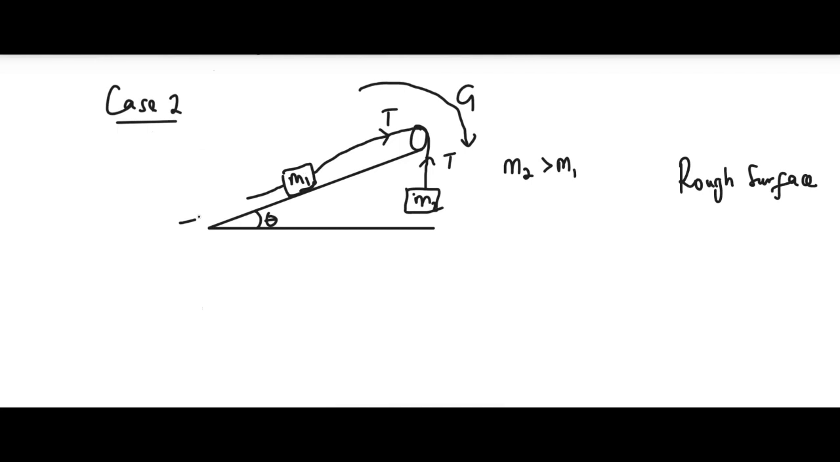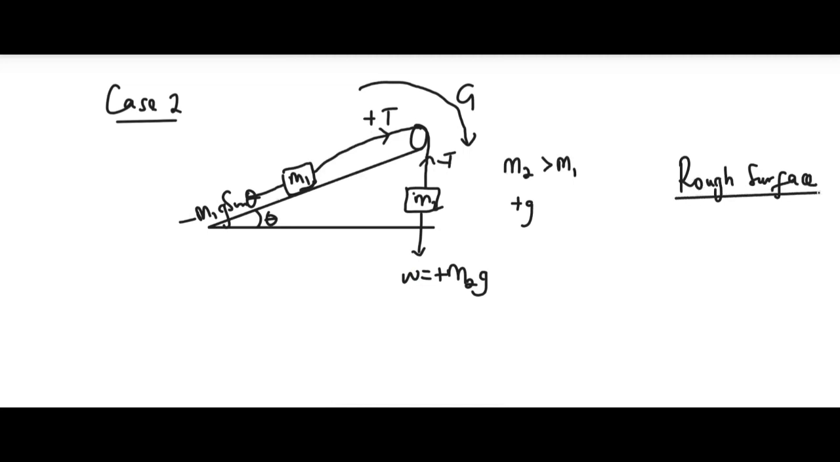The weight of the body will be negative, m1g, and it is also inclined, so you have sine theta, right? For this body here, the body is coming downwards, hence gravity is positive. So the weight bringing the object downwards would be W equals m2g, positive. Now, once this is positive, what happens to this? This becomes negative. Once this is negative, what happens to the tension? It becomes positive.